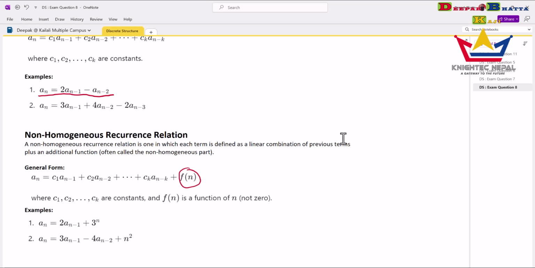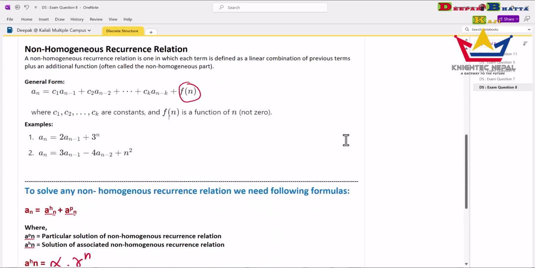So let us take an example of a non-homogeneous recurrence relation. an equals 2an minus 1 plus 3 to the power n. Here you can see this 3 raised to the power n is the f of n. So this is the non-homogeneous part. Also another example, an equals 3an minus 1 minus 4an minus 2 plus n square. So n square is also a non-homogeneous part, that is the additional function fn.